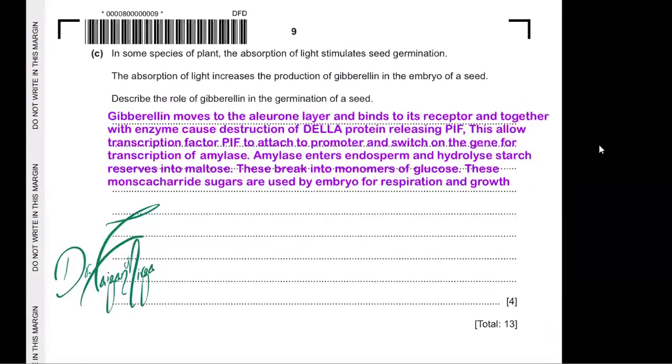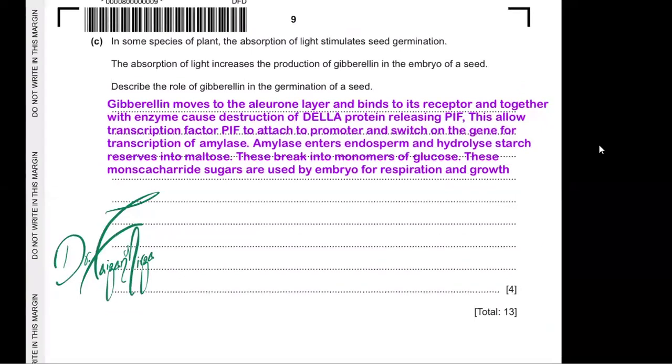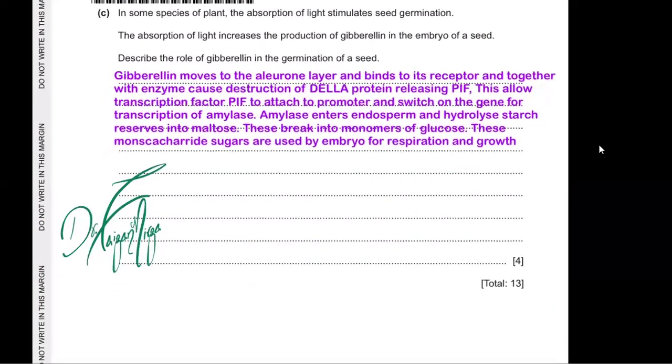In some species of plants, absorption of light stimulates seed germination. The absorption of light increases the production of gibberellin in the embryo of the seed. Describe the role of gibberellin in germination of seed. Now, what was the role of gibberellin? Gibberellin is actually produced by the embryo.